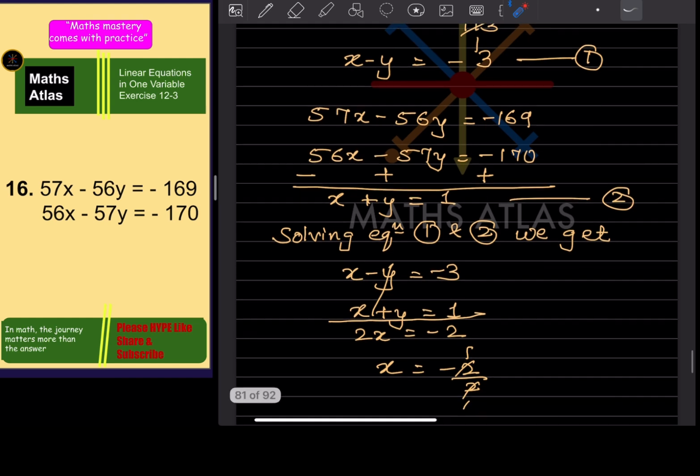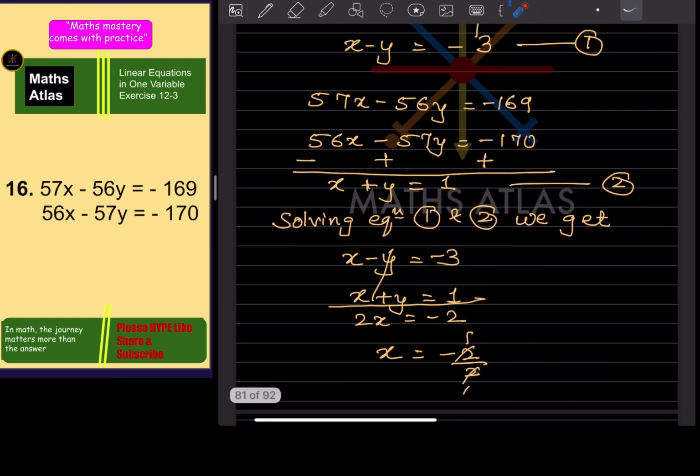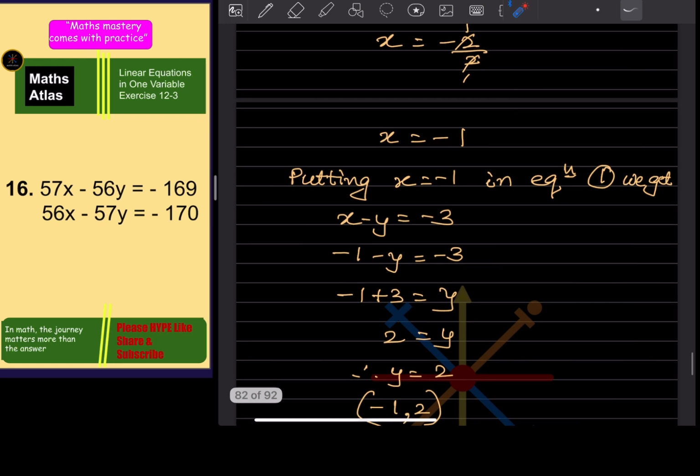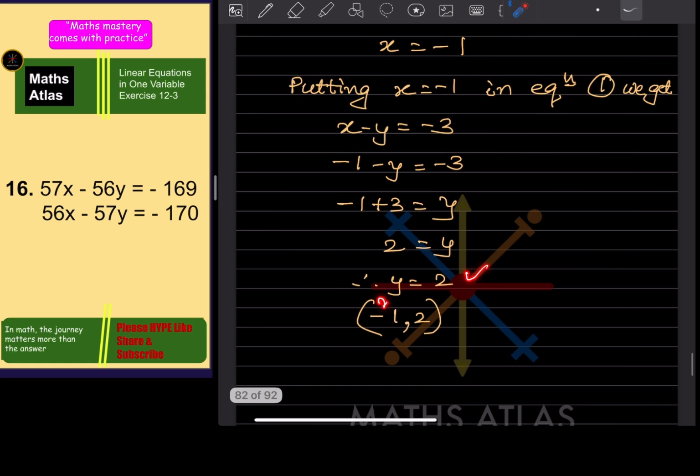So solving equation 1 and 2, we get, here there is minus y plus y, this gets cancelled, 2x will be minus 2. So the value of x is minus 1, and this x is equal to minus 1 we will put in equation number 1. So we get the value of y. So this is x and this is y. So x is minus 1 and y is 2. So this is the solution.